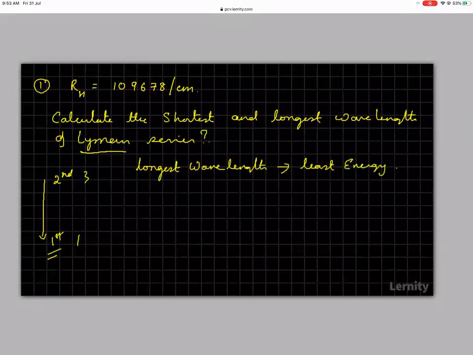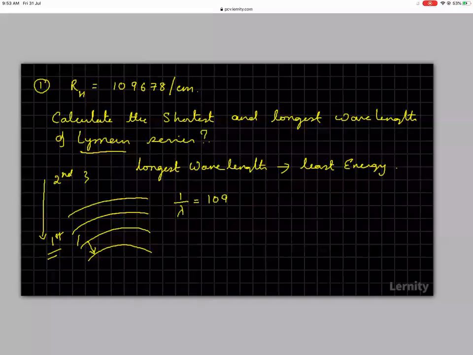So now, if this is the first level, this is the second, this is the third and fourth and so on, least energy will happen only when it comes from 2 to 1. So I can write 1 by lambda is equal to 109678 into 1 by 1 squared minus 1 by 2 squared. So this we are talking about the longest wavelength.